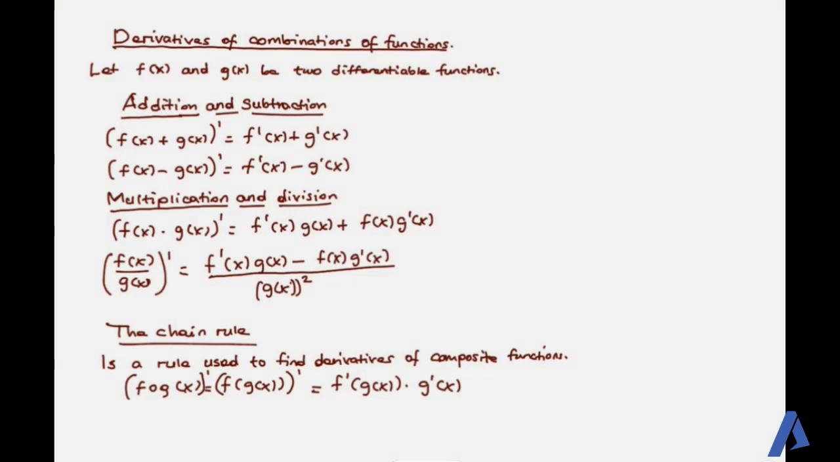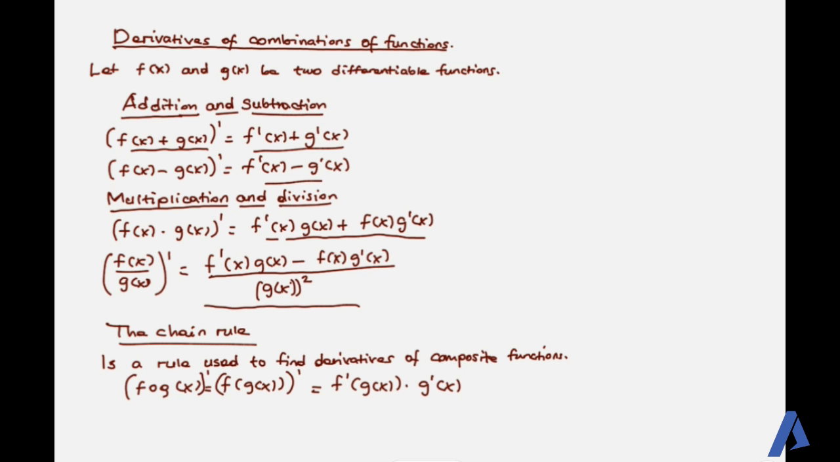Now we will look at derivatives of combinations of functions. First there is the addition and subtraction rule, then the multiplication and division rule. This is relatively simple. For addition and subtraction we can directly distribute to find the derivative. For multiplication it is different, we don't directly distribute. Based on this rule we can find the derivative of the product of two functions. In the same way we can find the derivative of a division. Next we will look at the chain rule.